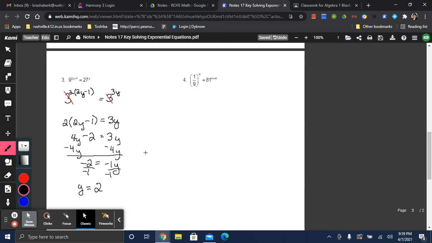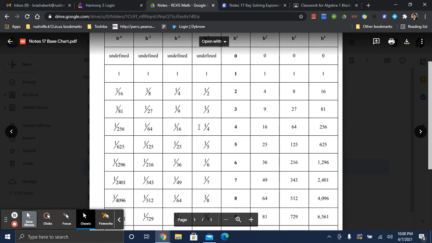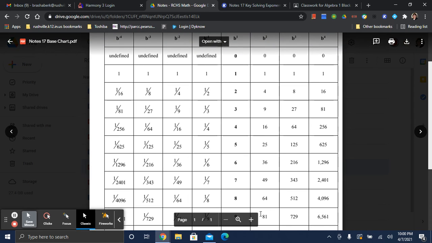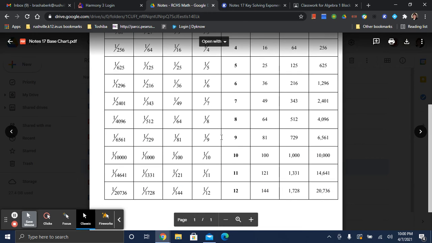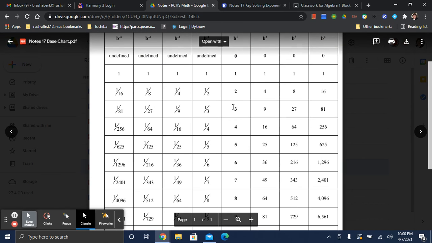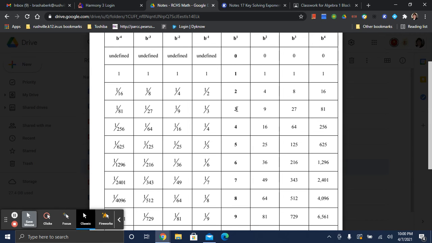And then finally, I have the fraction 1/9 and 81. So I need to look to see what row 1/9 and 81 would be in. And actually, you could do this in two ways. 1/9 and 81 are both in row 3. They actually are also both in row 9. 1/9 is here, 81 is here. So you can use either the 9 row or the 3 row. I'm going to go ahead and use the 3.